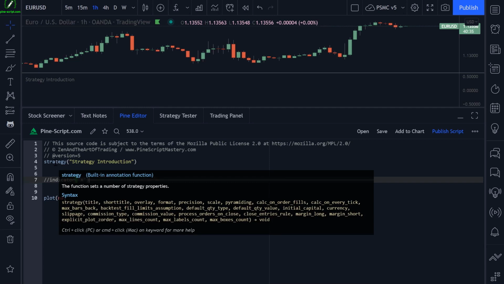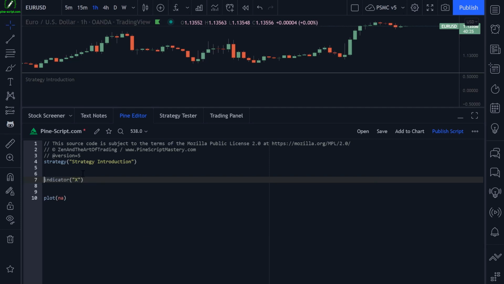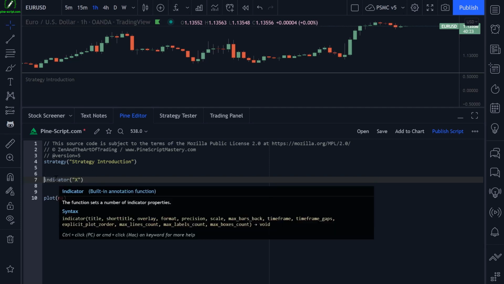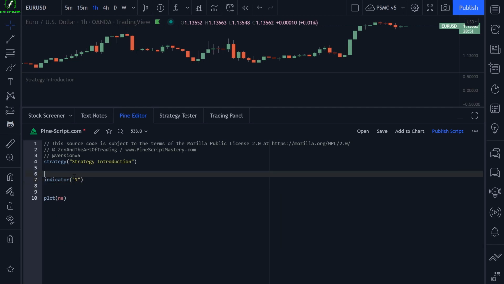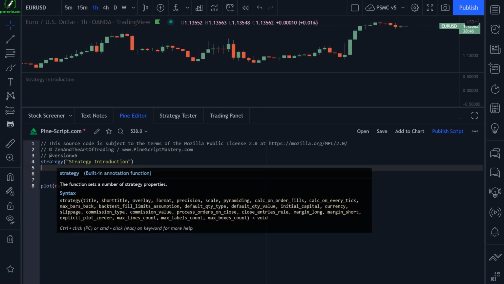Now, the reason why there are so many is because the strategy annotation function contains all of the same parameters as the indicator annotation function. So I won't cover any of the parameters that are duplicates because you can go and watch the indicator annotation function if you want to know what some of these other ones do. So with that said, let's get started breaking down the strategy parameters.